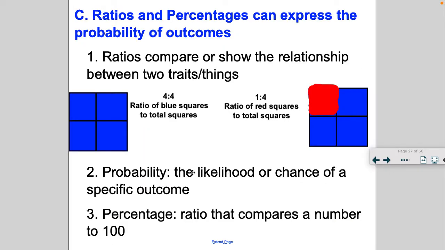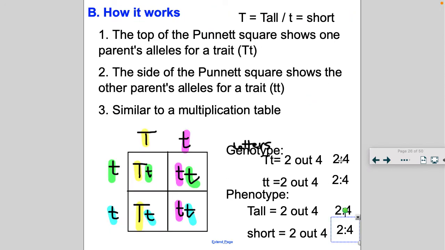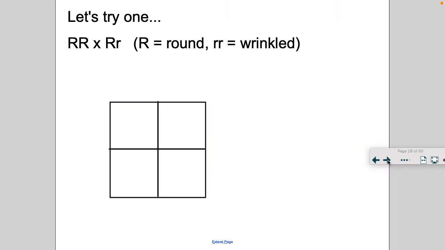All right, so probability is the likelihood of or chance of a specific outcome. Sometimes you can represent it as a percentage, the ratio that compares a number out of 100. So if I have 2 out of 4 that are going to be big T, little t, imagine yourself with quarters. 4 quarters equals $1 or 100 cents. So if I have 2 quarters out of 4 quarters, that's 50 cents or 50%. So if I said, hey, what's the percent, you could say, oh, it's 50%. So I could also show my answer as a percent. So a few different ways that you can show your answers.